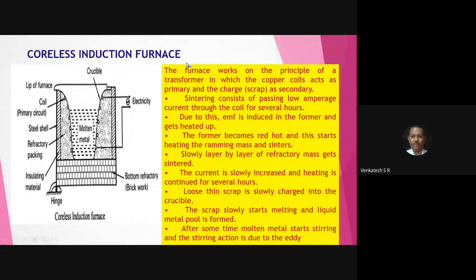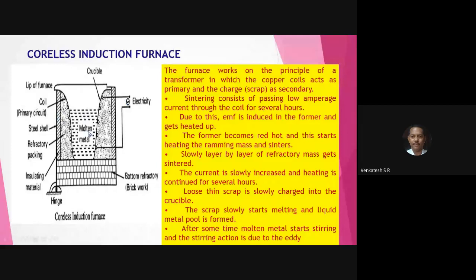Okay. Say first the principle of operation of a coreless induction furnace. Once you start to supply low ampere current into the coreless induction furnace, it starts to produce current and heat, and the crucible and the primary coil turn red hot. That melts the metal present in the crucible.